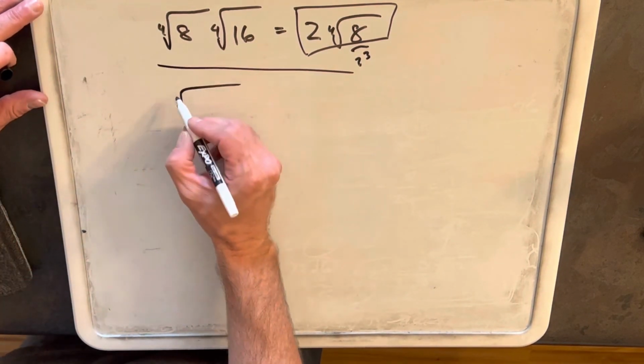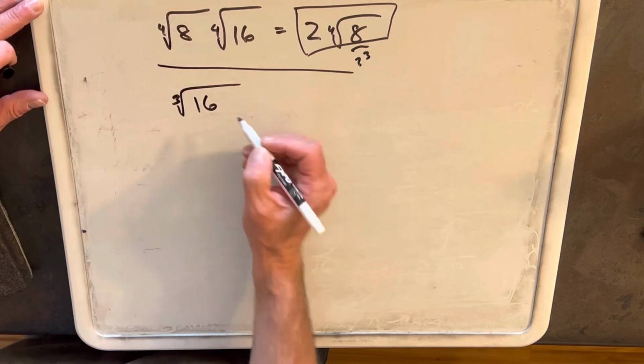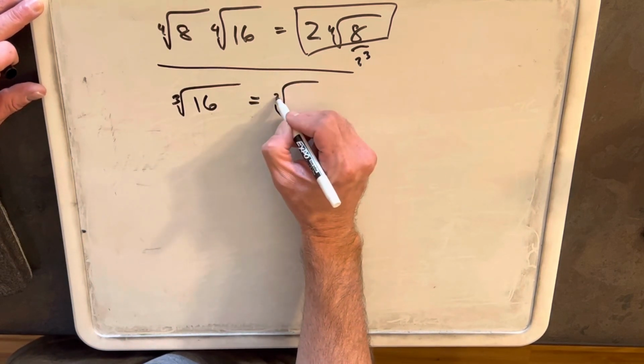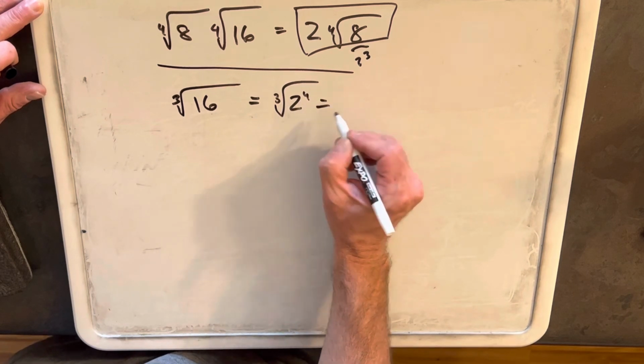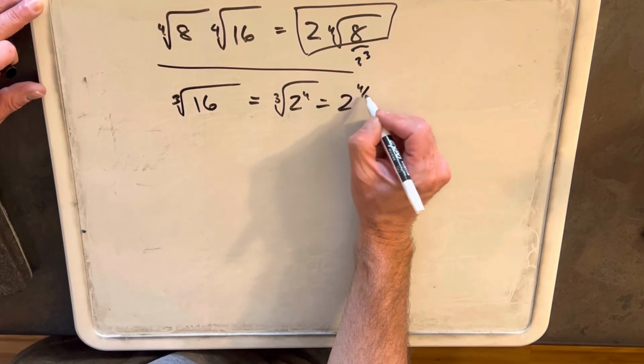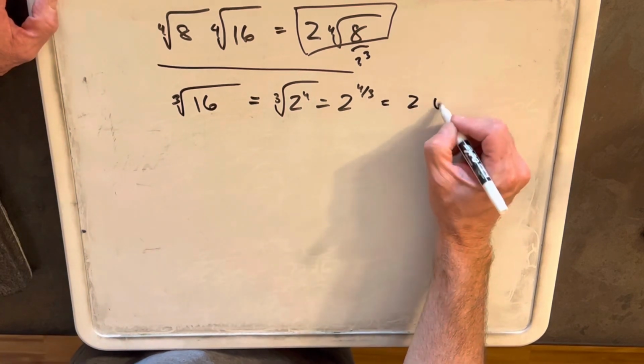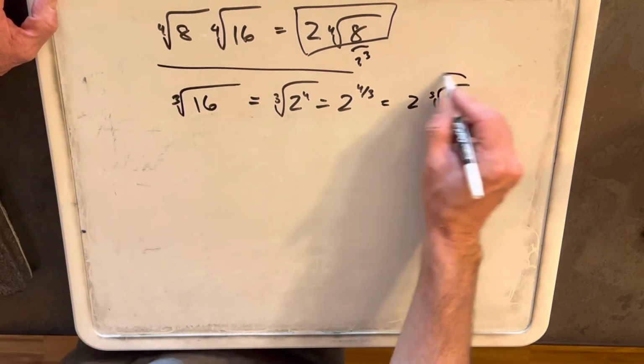Okay, we got a smaller problem. We got the cube root of 16. What I'll do is rewrite this as the cube root of 2 to the 4th, and then writing it as an exponent, that's just going to be 2 times the cube root of 2.